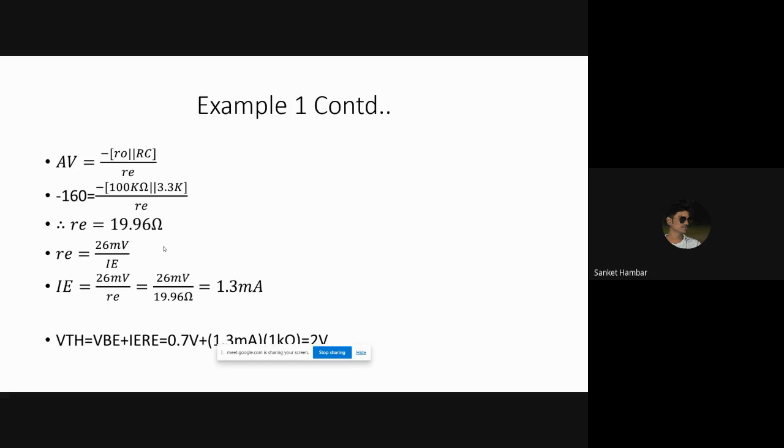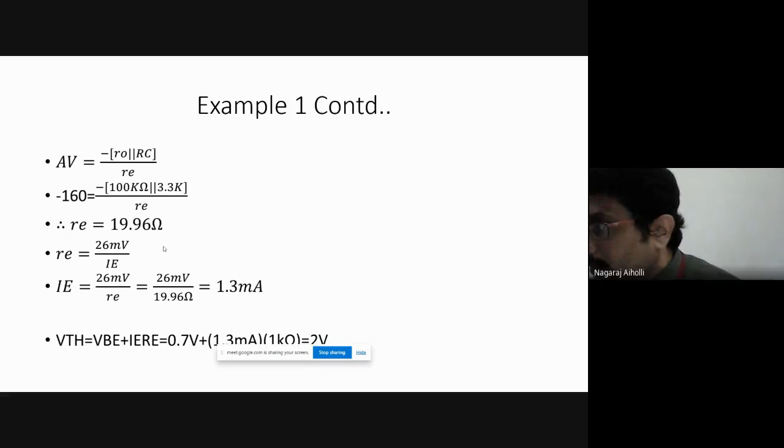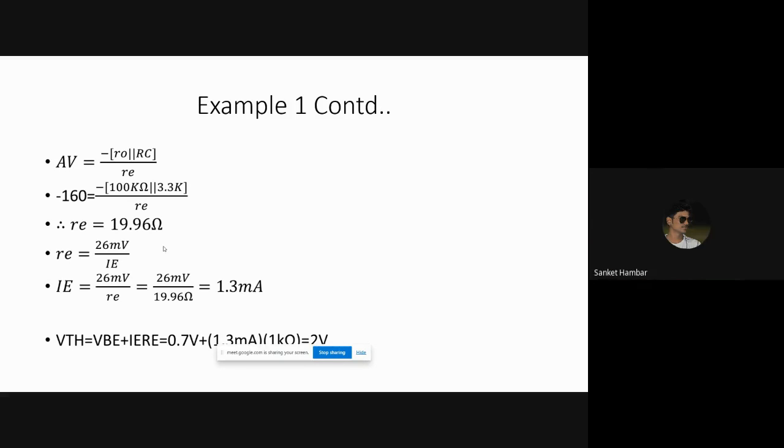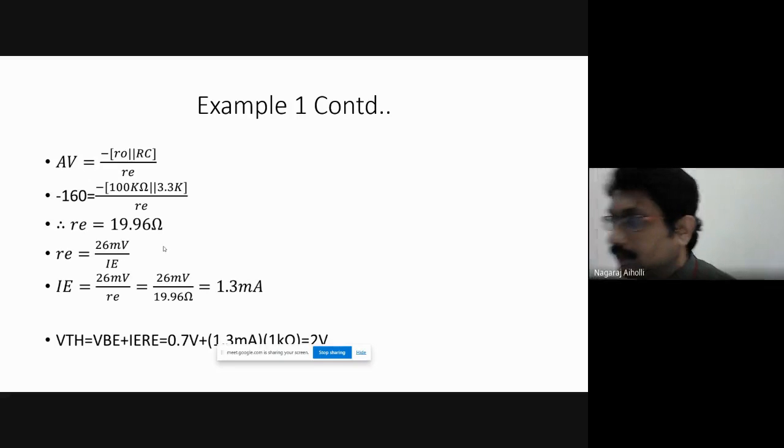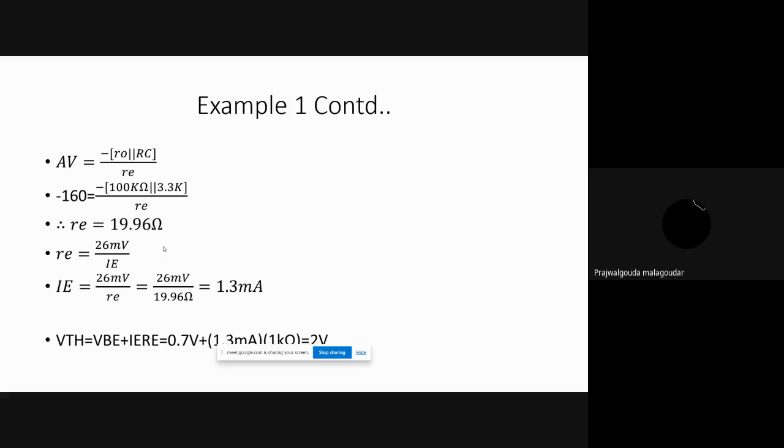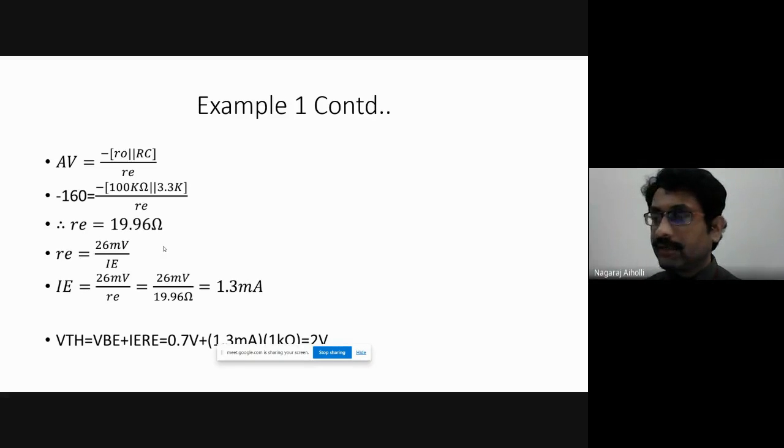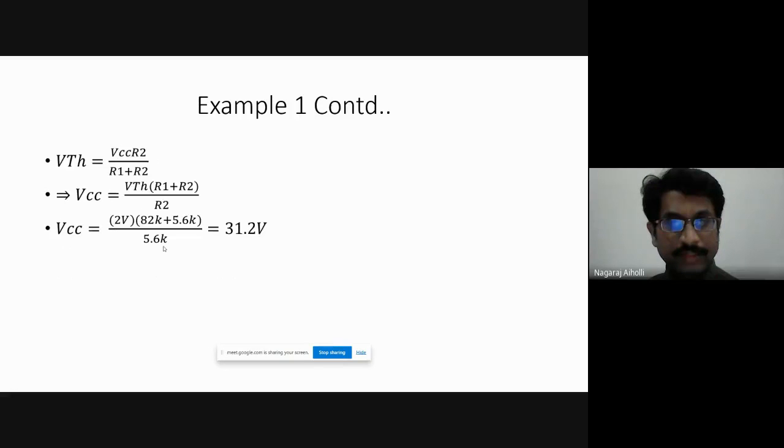Sir, 31.29 volt. 13 or 31? 31, sir. Correct. Exactly, 31.3, approximately 31.2 volts. Fine. The answer is VCC will get 31.2 volts. So this is how we are supposed to find the value of VCC.